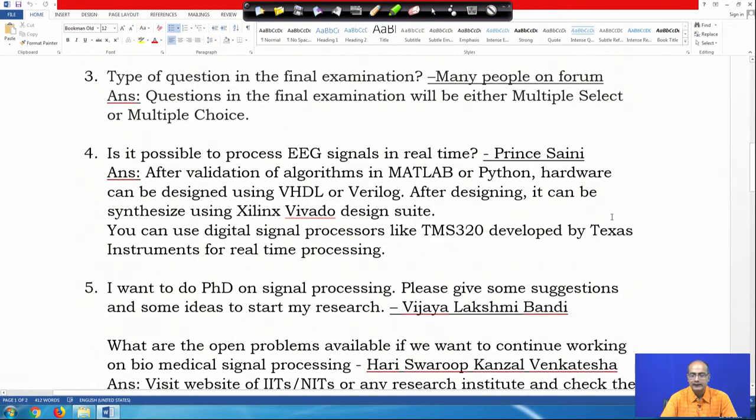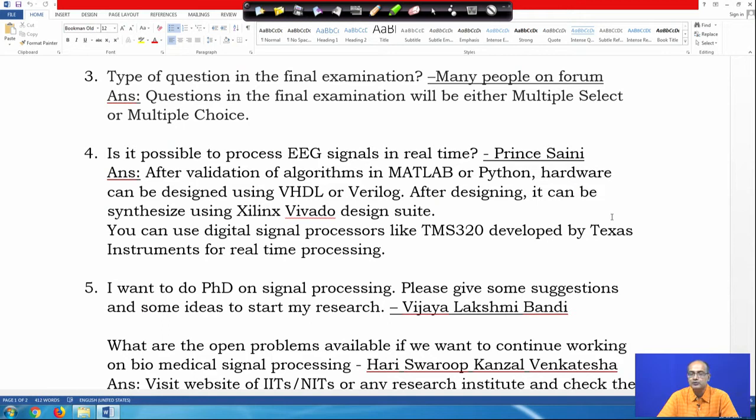Next question, from Prince Haini, the fourth question: is it possible to process EEG signal in real time? Yes, it is possible. There are a number of techniques to do it. First of all, from week 9 when we were doing the tutorials, in many places I pointed out that you should look at what filters are used, they are integer filters.